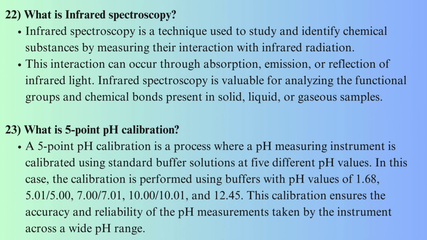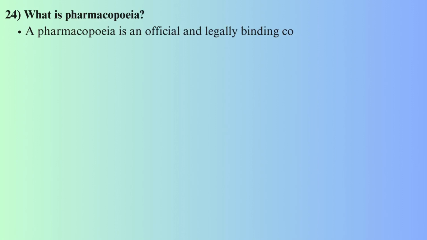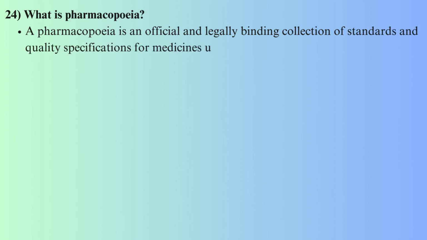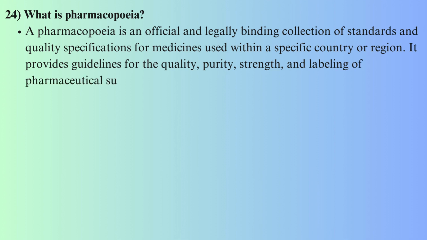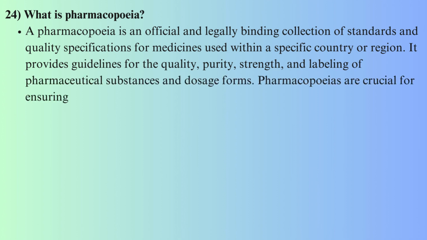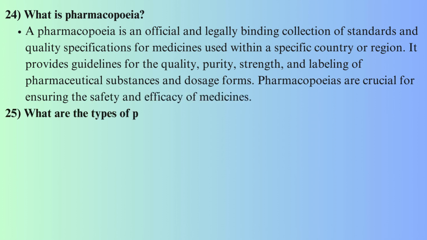What is pharmacopoeia? A pharmacopoeia is an official and legally binding collection of standards and quality specifications for medicines used within a specific country or region. It provides guidelines for the quality, purity, strength, and labeling of pharmaceutical substances and dosage forms. Pharmacopoeias are crucial for ensuring the safety and efficacy of medicines.